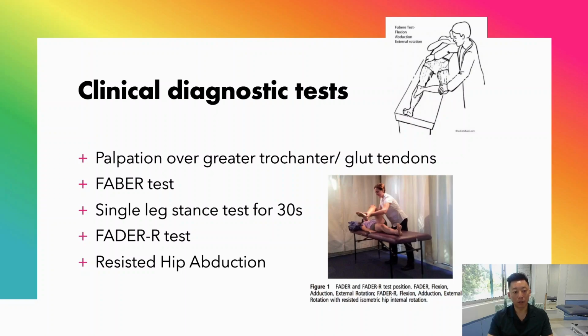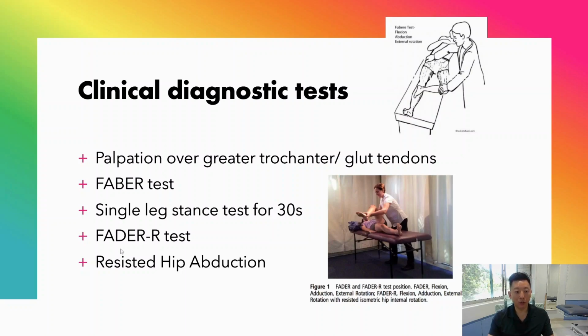There's also the FABER test, so flexion, abduction, and external rotation test that you can actually see here in the picture. So we will perform this test and ask the patient whether they are getting symptoms on the side of the hip. We'll often make them stand on one leg for half a minute. In this case, we will ask them to stand on the affected side for 30 seconds, and we will ask them whether it reproduces the outer hip pain that they feel.